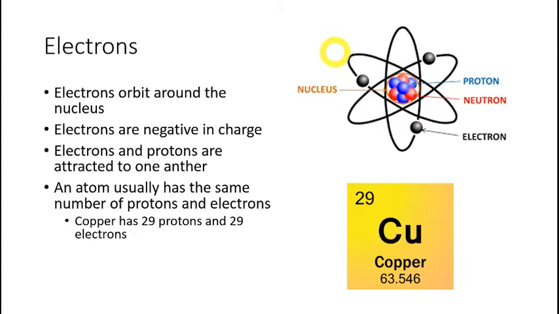So I'm stating it there. Copper has 29 protons, 29 electrons. Individual atoms can lose or gain electrons, and that is where electricity comes into play, and other things. When we study electricity, we're actually going to be studying this phenomenon of electrons being lost and gained by atoms.